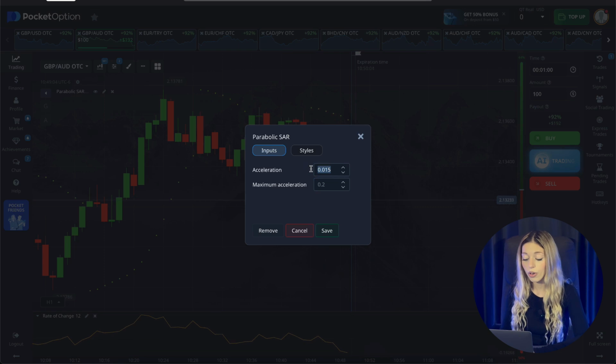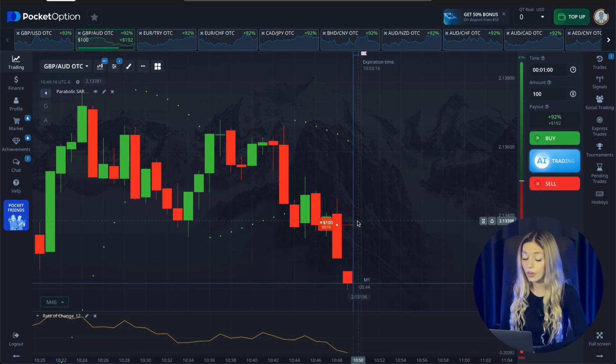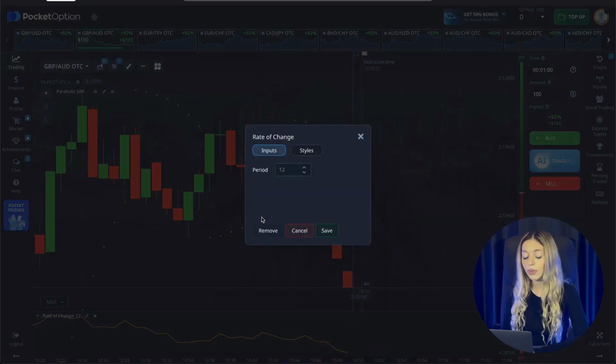The key thing with parabolic star is that we change the oscillation from the default to a value of 0.015. This is super important because it's with this setting that the strategy delivers results like the ones you are seeing on the screen right now. A really solid trade, and for rate of change we switch from the default period to a period of 12.